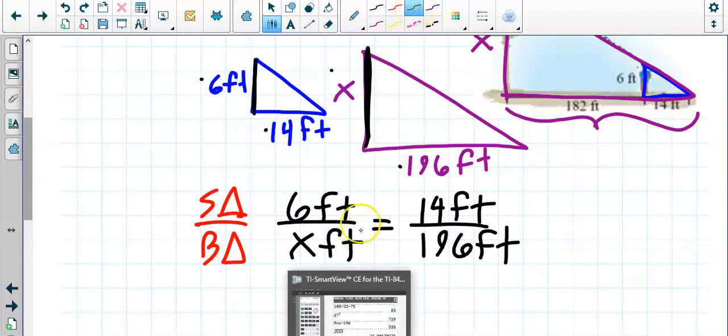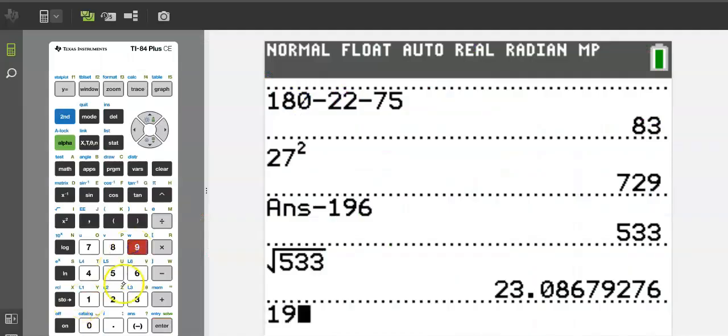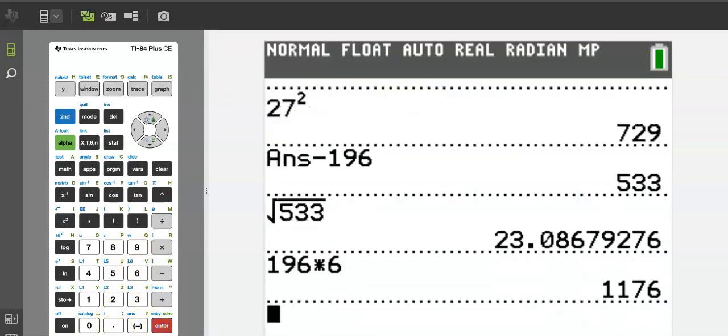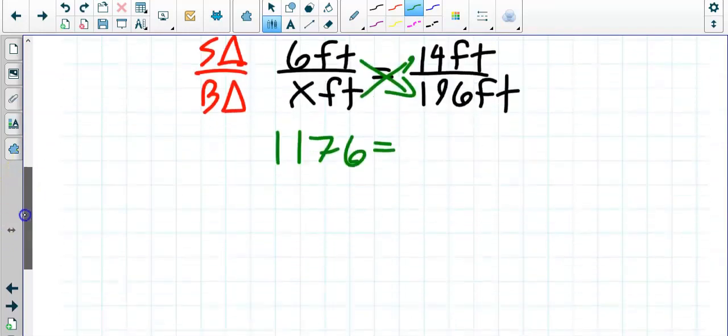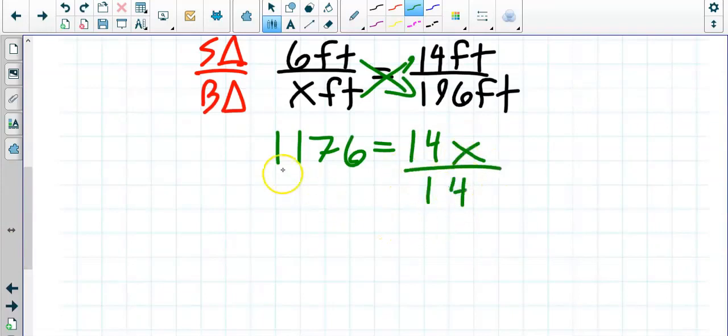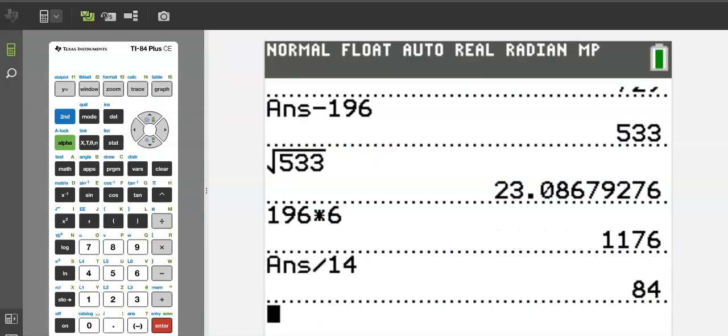So remember, to solve proportions, we cross multiply. So we need to take 6 times 196. So 196 times 6 equals 1,176. So 1,176 equal to, cross multiply there, so that's 14 times x, which is 14x. To get x by itself, divide by 14. So x is equal to, well, let's jump to our calculator. We want to take that 1,176 divided by 14. And there's how tall the tree is.